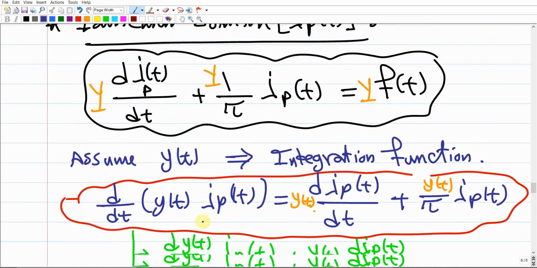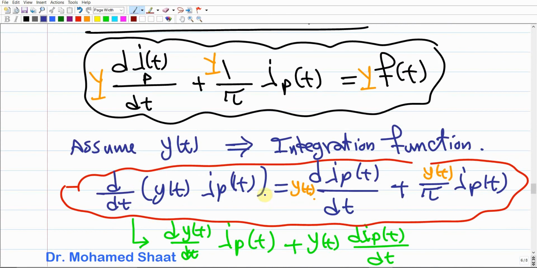I replaced this term with this term because we imposed this condition, right? So it means that this left-hand side can automatically be equal to this left-hand side, right? So this left-hand side is equal to y times I, and we already got a specific value for y.